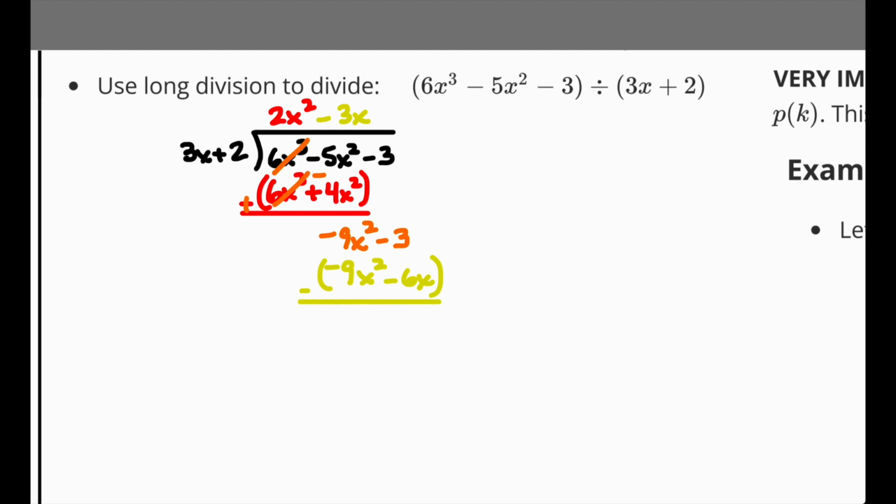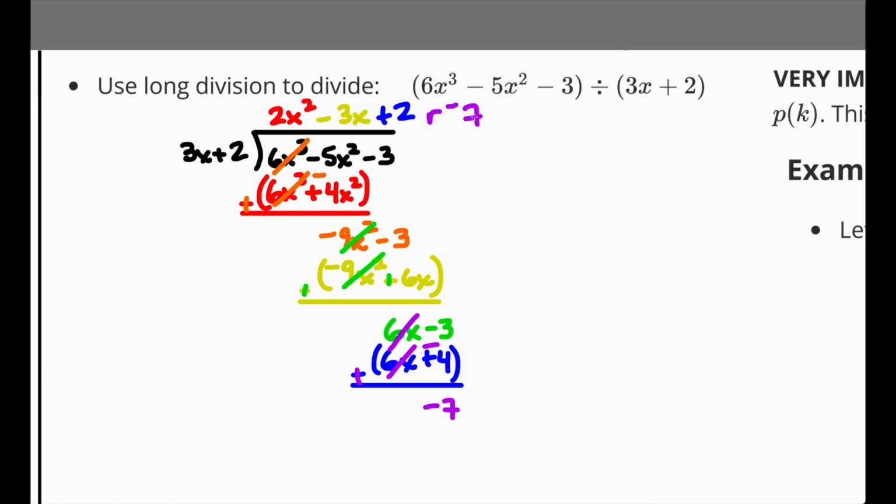Hopefully you notice the way of doing this is very similar. It's very methodical. You just have to kind of repeat a bunch of stuff. This and this are going to cancel. Switch the sign here, and you're going to get 6x minus 3. Repeat the process again. It's going to be a plus 2. So you're going to get a 6x plus 4, parentheses, subtract, cancel, and you're going to have negative 7 for the remainder here. So remainder, negative 7.